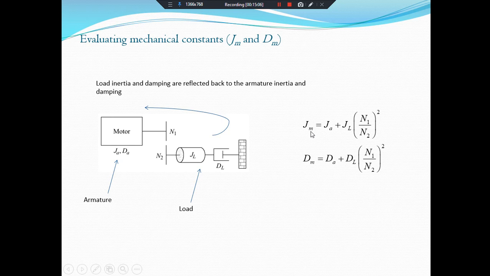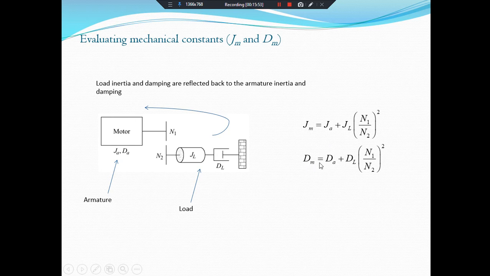The Jm equivalent, or you can say the equivalent inertia, will be equal to Ja, the inertia of the armature, plus JL, the load inertia. As we have shifted the load inertia from the load side to the source side or armature side, we multiply it with the number of teeth on the destination. And what is the destination for this load inertia? The destination for this load inertia is the motor side. So the number of teeth on the destination is N1, and the number of teeth on the source is N2. Similarly, we shifted our inertia from the load side to the source side.